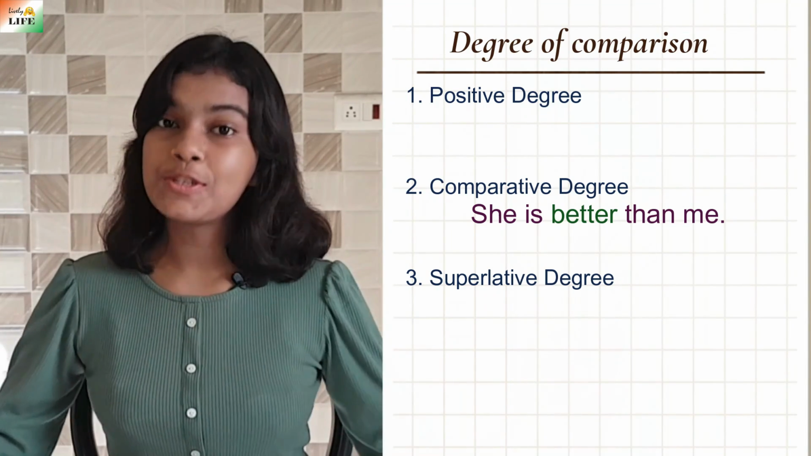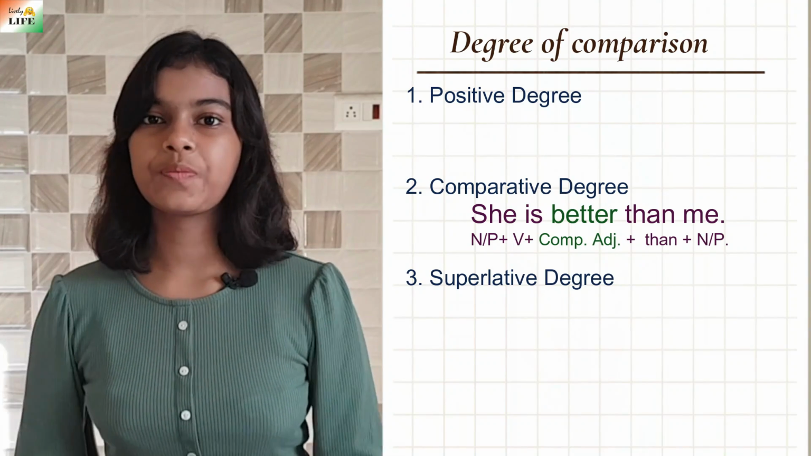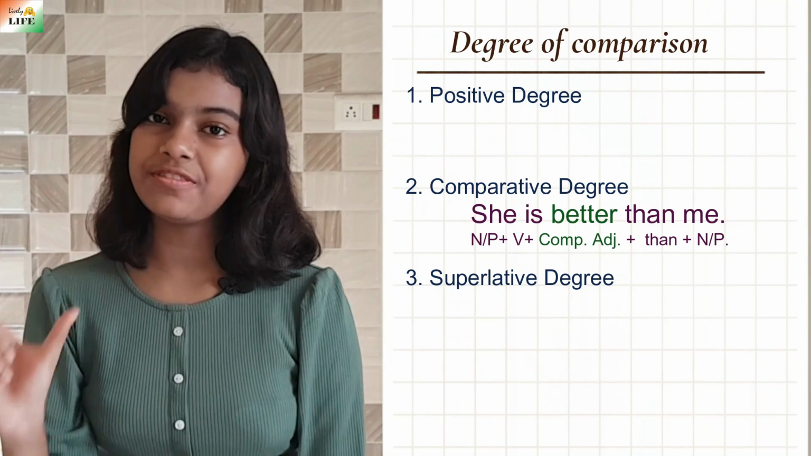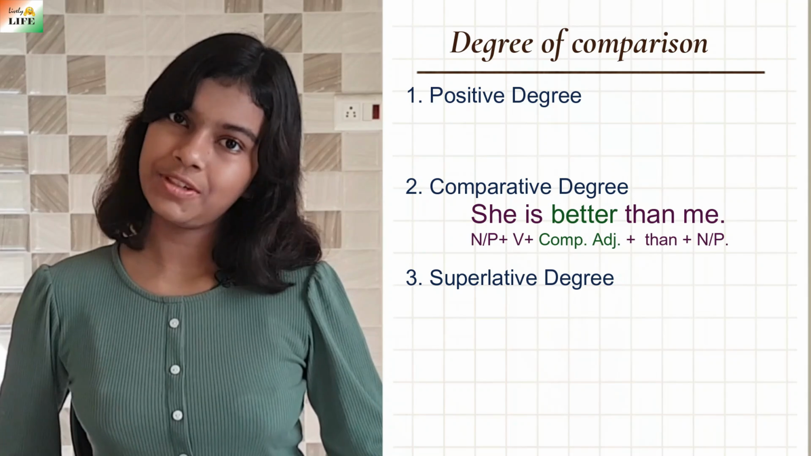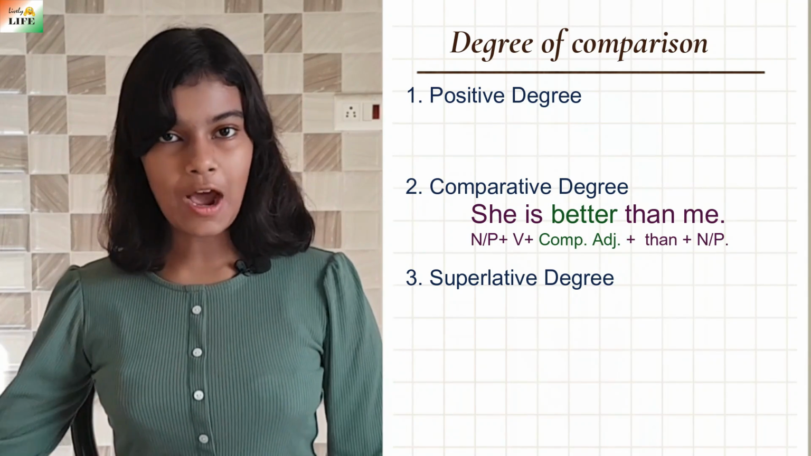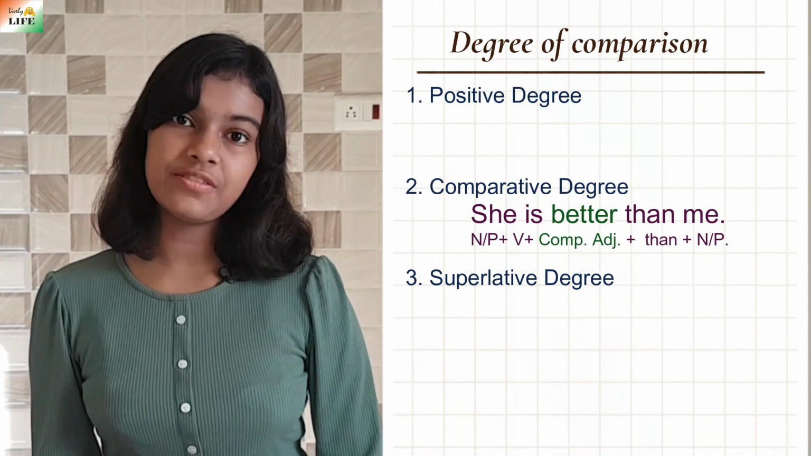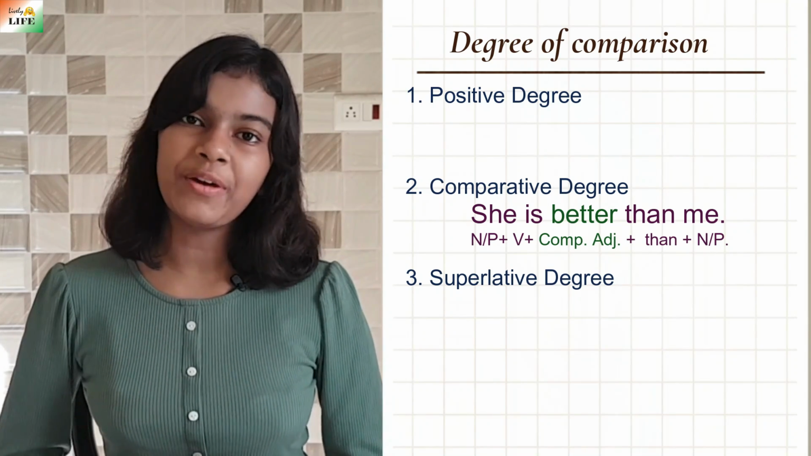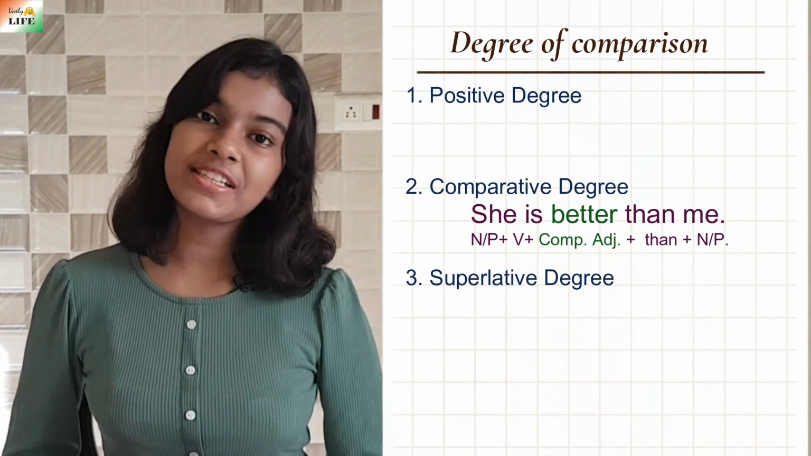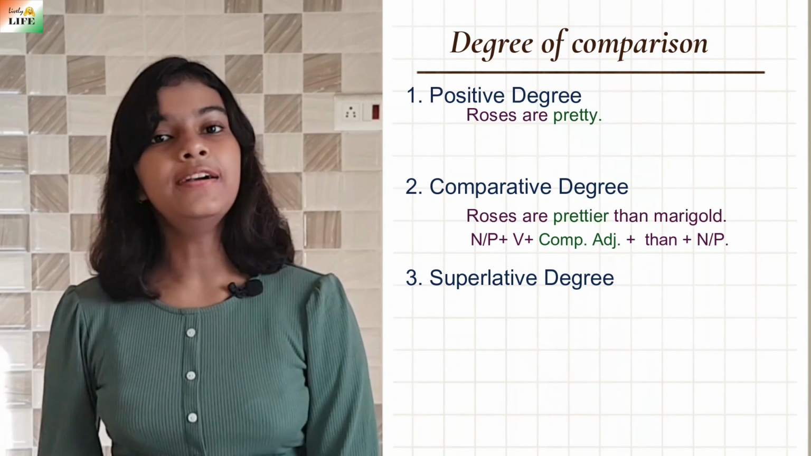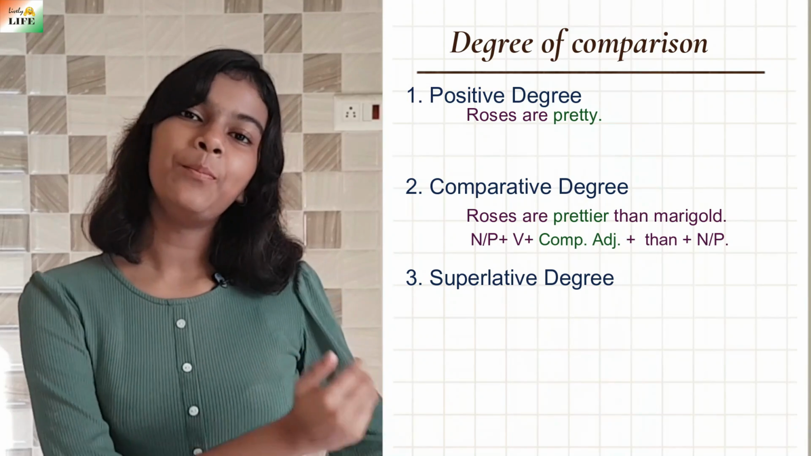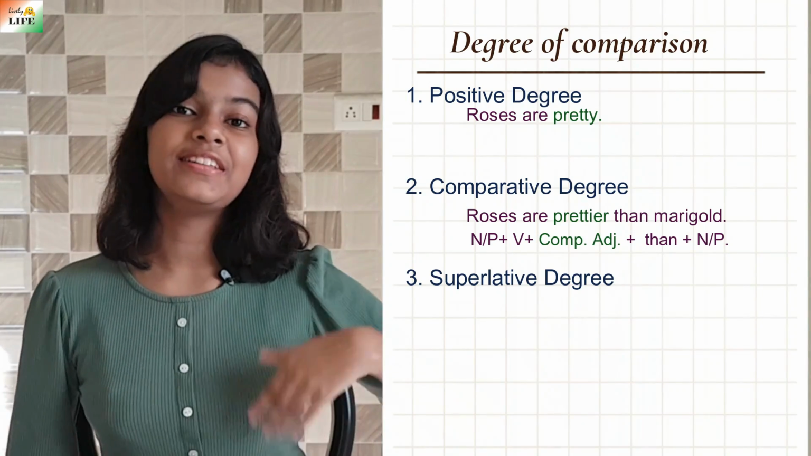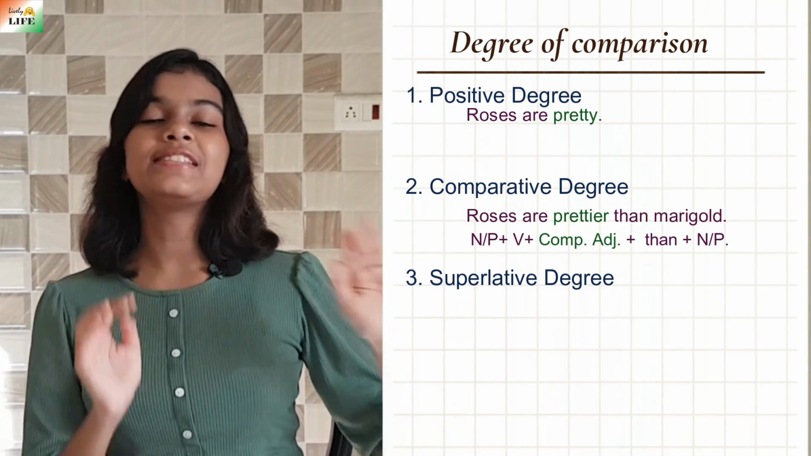Now first let us know how do we exactly form a sentence with a comparative adjective. Here we are taking only two nouns, right? So first the first noun and then verb, then we have the comparative adjective, then than, then the second noun. Noun, verb, comparative adjective, than, noun. This is the sentence structure of comparative adjective. Now let me give you an example. Roses are prettier than marigolds. Roses are prettier is the comparative adjective, then we use than marigolds.